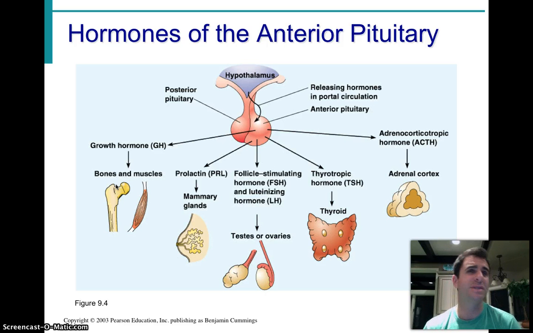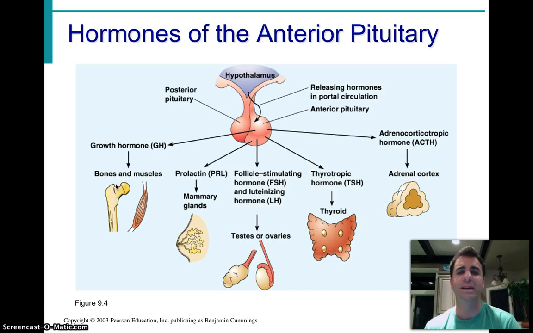FSH or follicle stimulating hormone, which works on testes and ovaries, depending on which one you have. And there's also luteinizing hormone or LH, which works on testes and ovaries, again, depending on which one you have. We'll spend far more time on those when we do our pregnancy unit. We don't go too in depth in those in this unit.